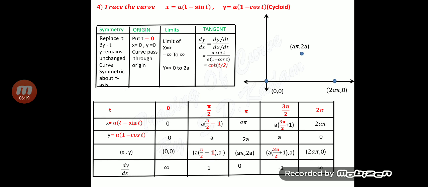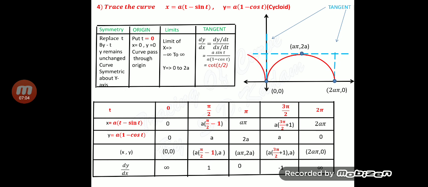Okay, after that draw the tangents. At (0, 0) and (2a pi, 0), dy by dx is infinity, therefore the tangent will be parallel to the y-axis. From (0, 0), the y-axis itself is a tangent, and from (a pi, 2a) the tangent is parallel to the x-axis. These are our tangents. Now as the limit for y is 0 to 2a, the curve will be like this way, because the upper side will not exist because the limit of y is up to 2a.